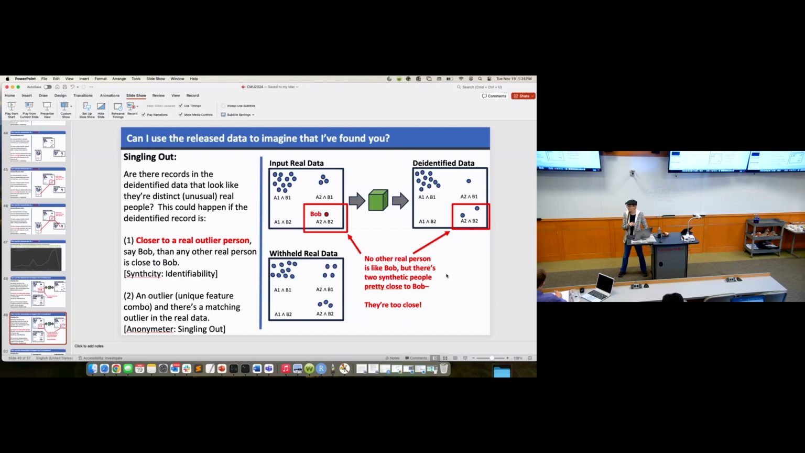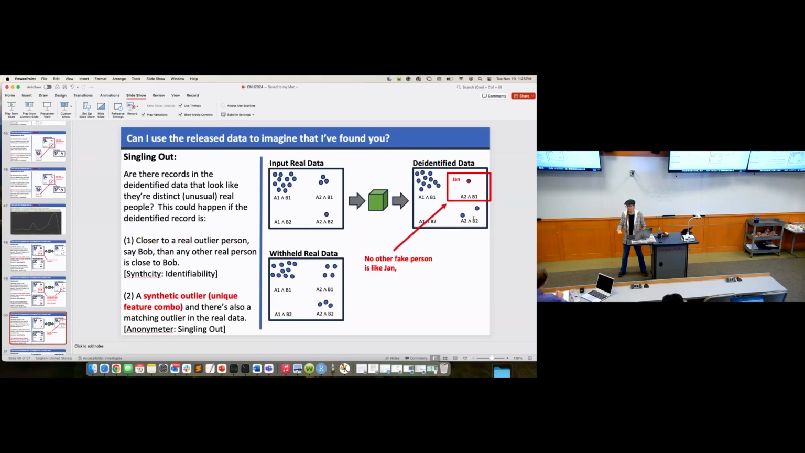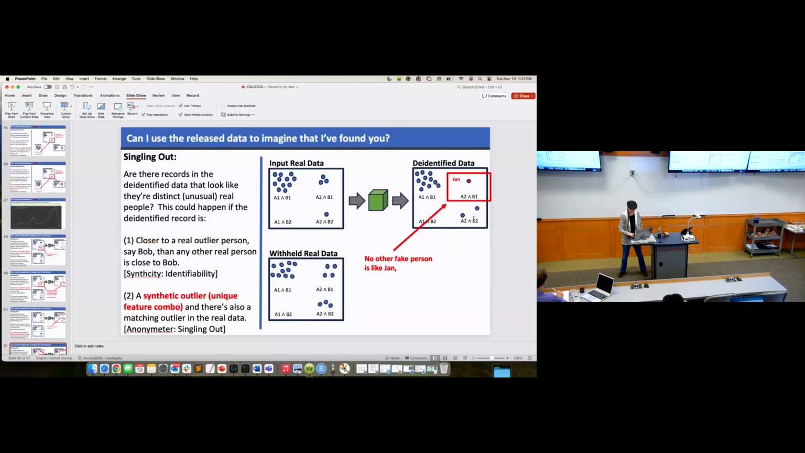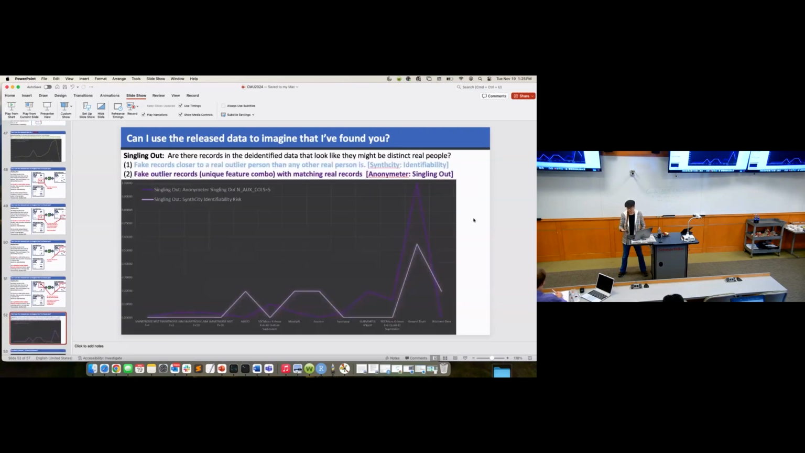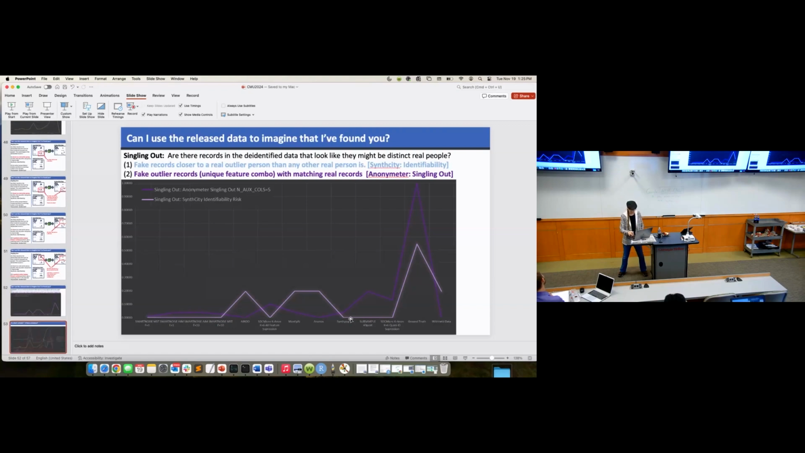So the legal definition is kind of vague. And so we've got two metrics that look at two different directions. One metric, identifiability, says Bob's a weirdo in the input data, and there's de-identified people who are too close to Bob. The other one goes the other direction. Jan is a weirdo in the de-identified data, and there's too many weird people who look like, yeah. They don't agree either. They sort of agree, but they sort of don't. And if I want to choose which of these products I'm going to use, and I make my choice based on one but not all of these metrics, that's great.